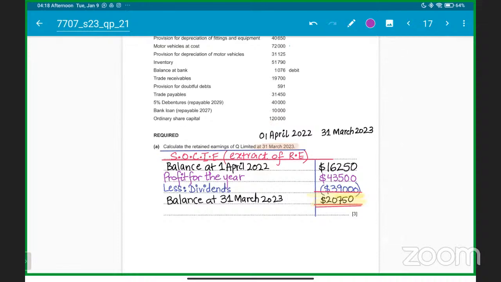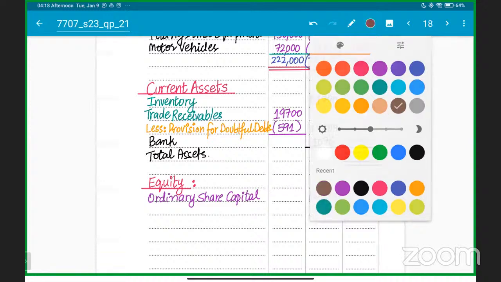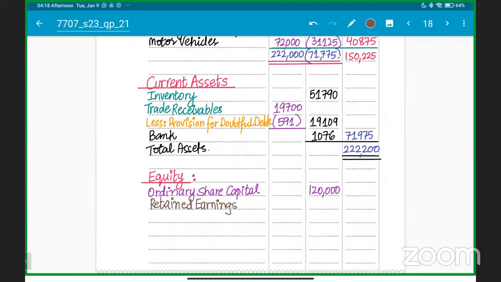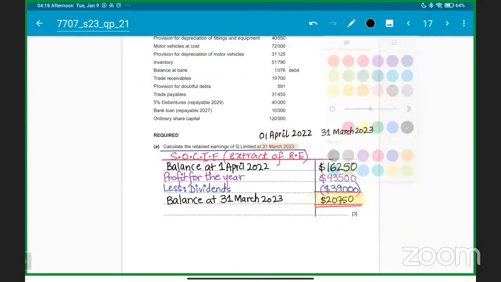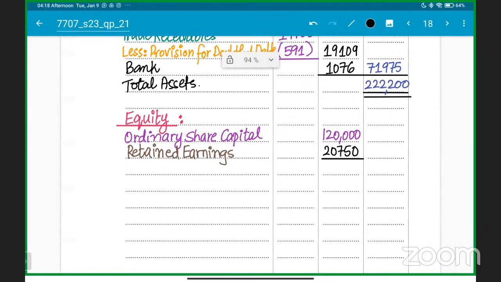Okay, students. And if you don't have any other items, just make sure you go for the retained earnings. That also comes under the heading of equity. So we'll add the retained earnings in this. And what is the retained earnings figure for the end of the year? 20,750. So 20,750 will be added in the retained earnings. This will be the total equity amount. Okay, got it? Any questions? Any problems? Let me know.